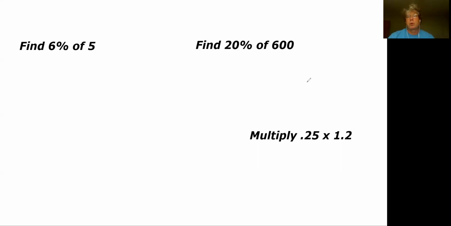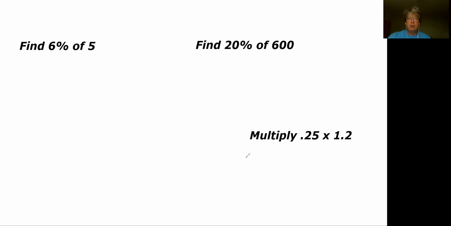So I'm going to do a quick lesson on multiplying decimals. Percents can be changed to decimals, and decimals are not that hard to do sometimes without a calculator. I'm going to look at this example down here at the bottom, this 0.25 times this 1.2.